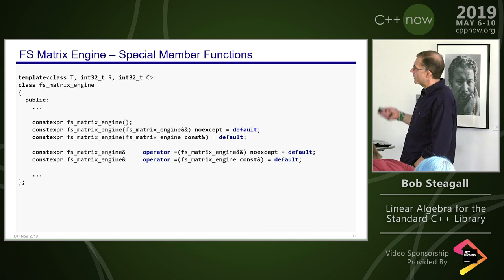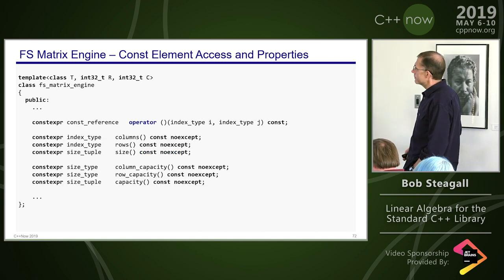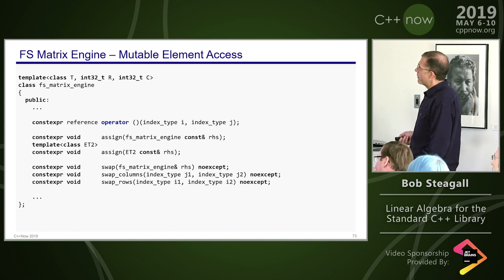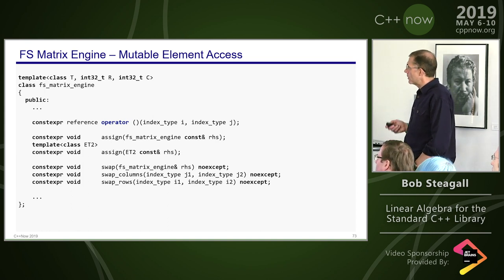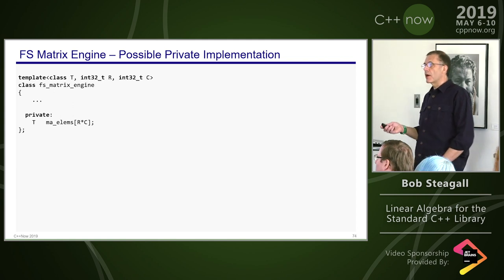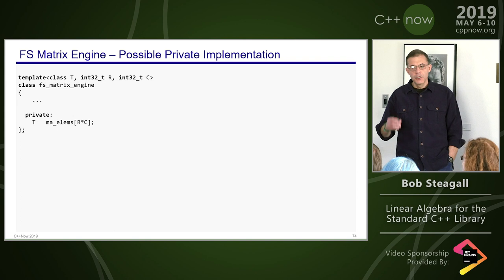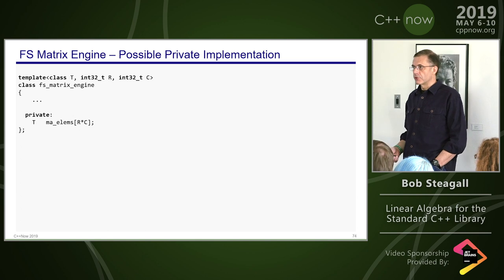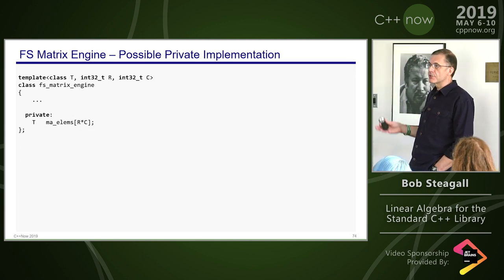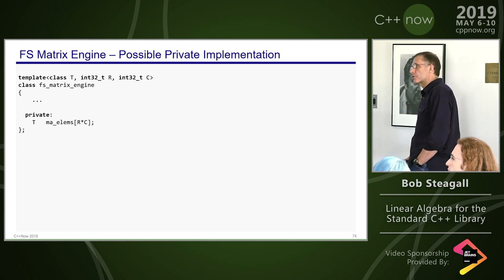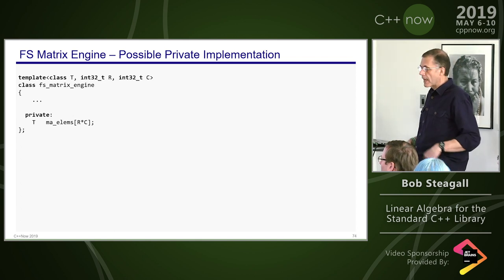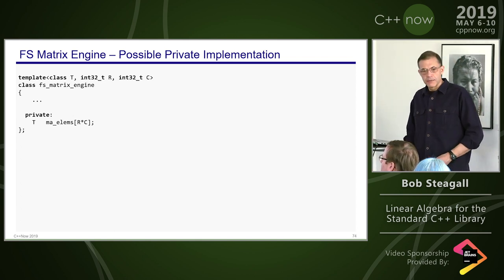Here we only have the special member functions. We have const referencing, the const element access, and const accessors. We have mutable element access and the ability to change elements, but what we do not have is resize or reserve. The number of rows and columns, the row capacity and column capacity is fixed. Therefore, there is no need to have resize or reserve as member functions of this. It is not resizable. It is not reservable. Therefore, those member functions don't exist in this engine. And in the bottom, as a possible implementation, perhaps I have some linear array of elements that has R times C elements in it.